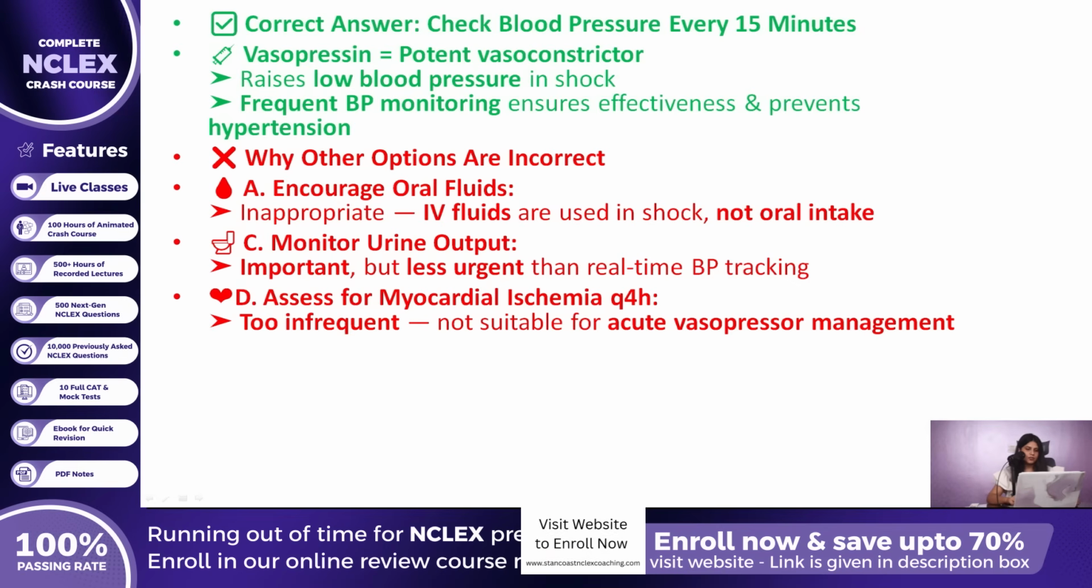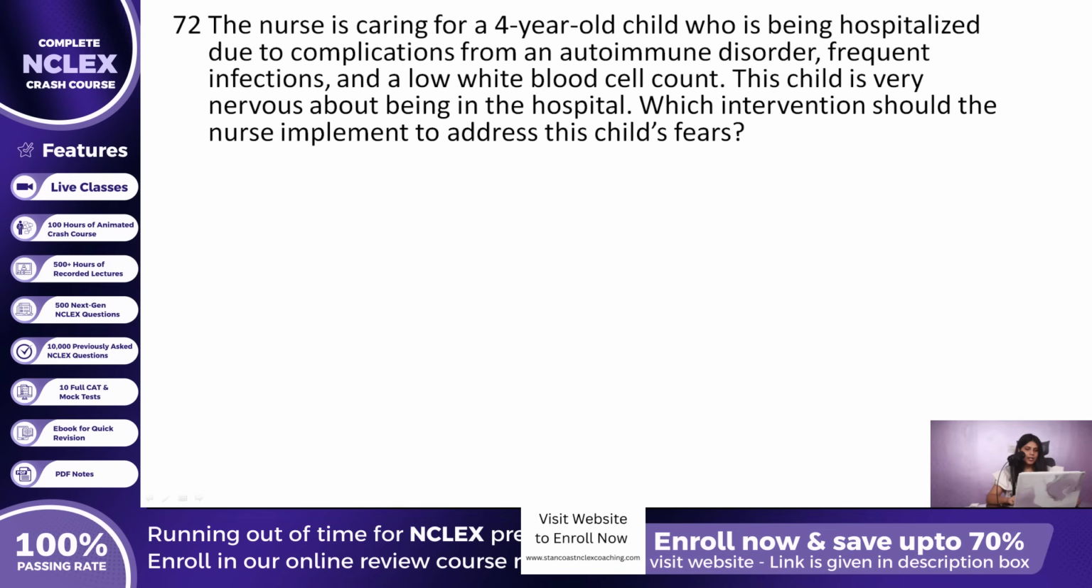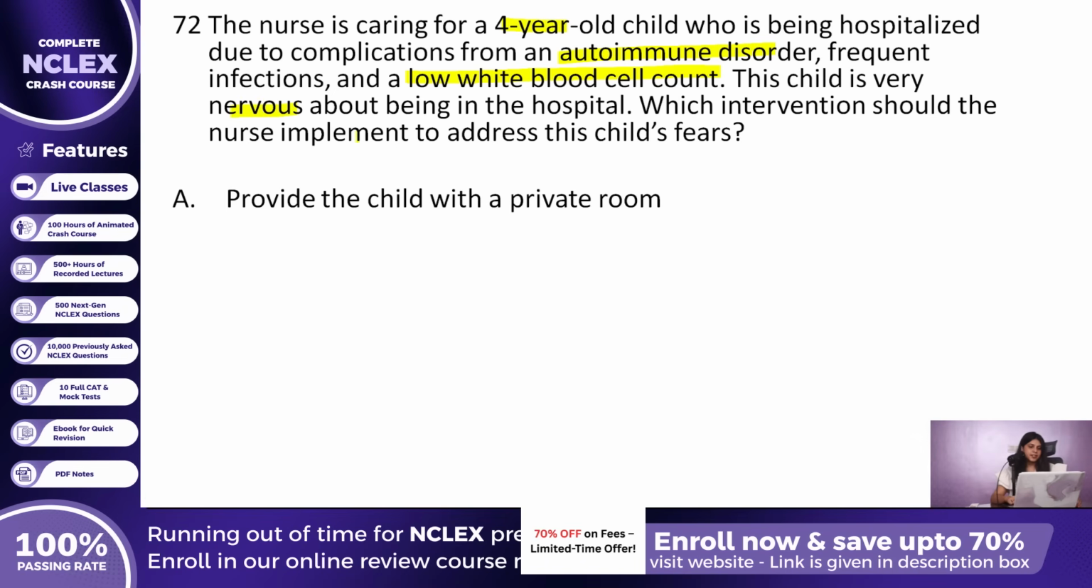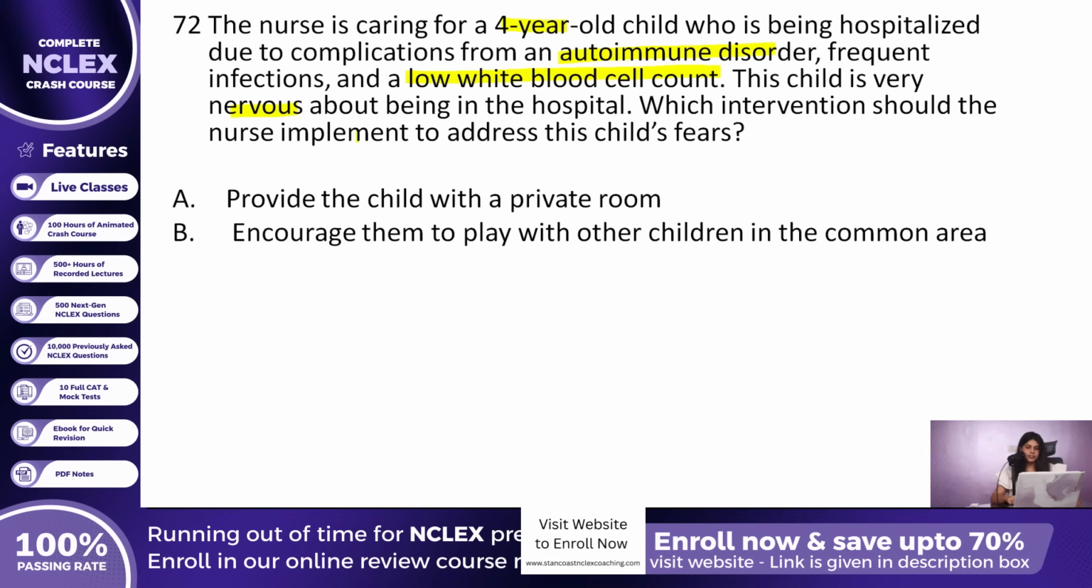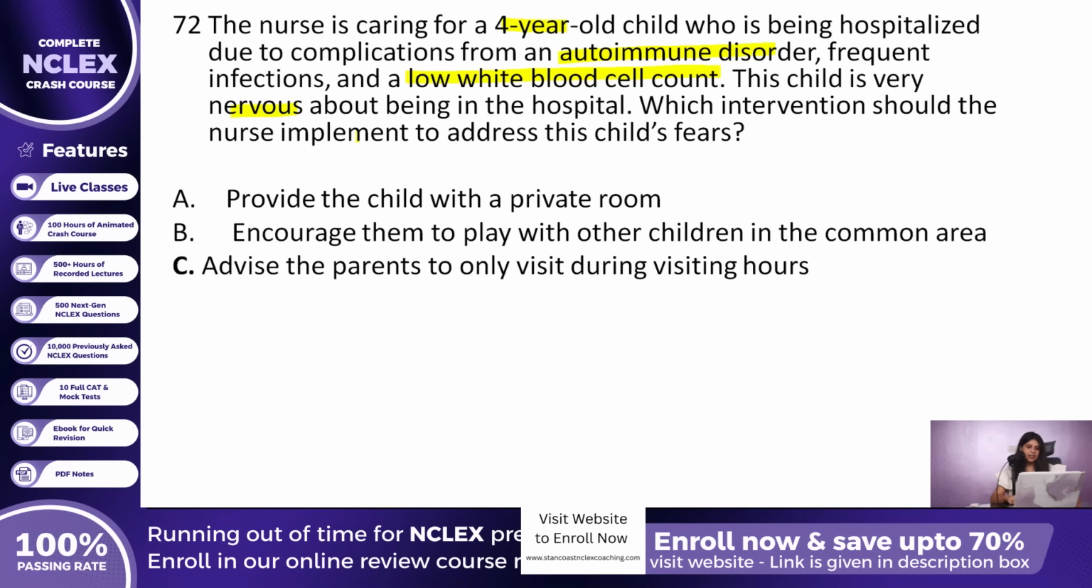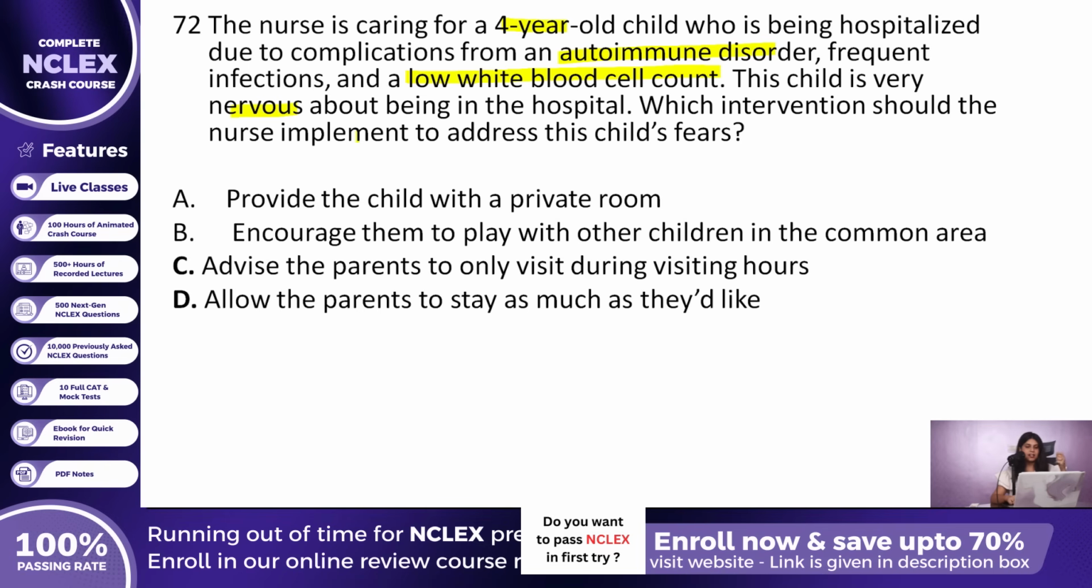Focus on next question. 72. In caring for a hospitalized 4-year-old with an autoimmune disorder and low white blood cell count, the nurse must prioritize both emotional and physical safety. The options are A. Provide the child with a private room. B. Encourage them to play with other children in the common area. C. Advise the parents to only visit during visiting hours. And D. Allow the parents to stay as much as they'd like.